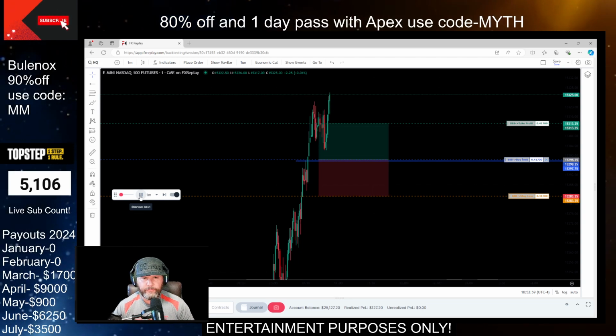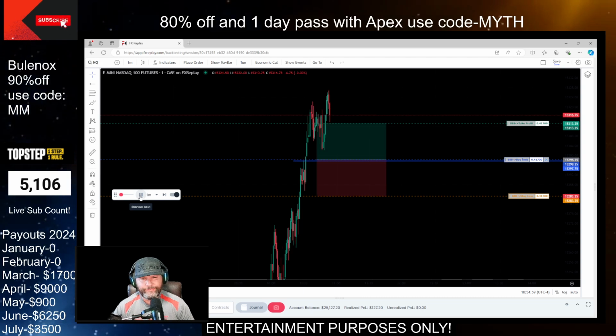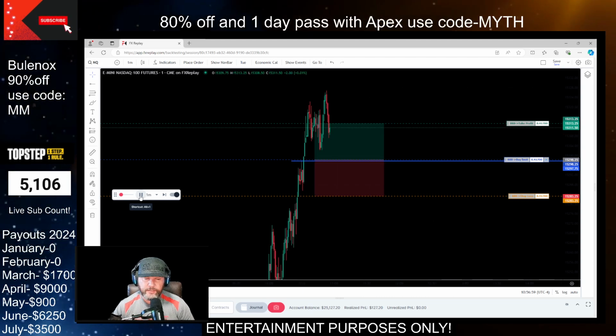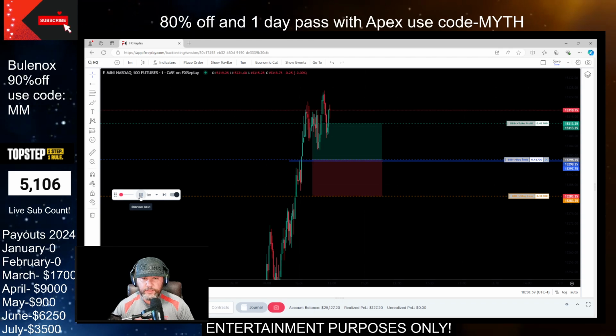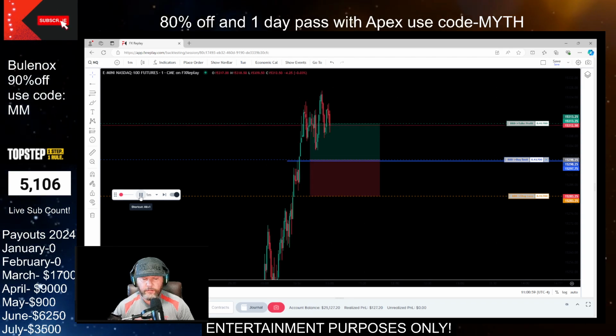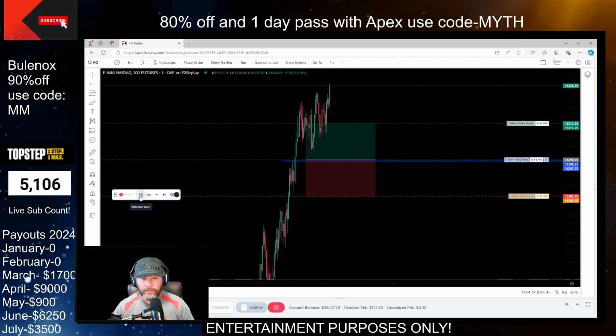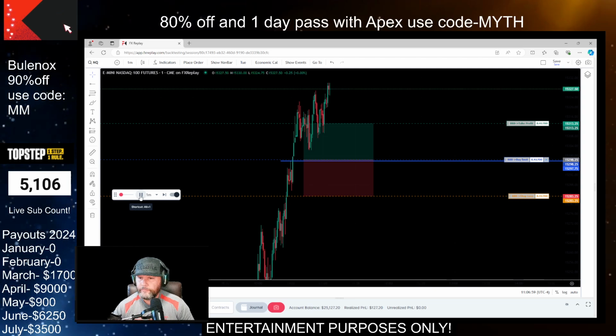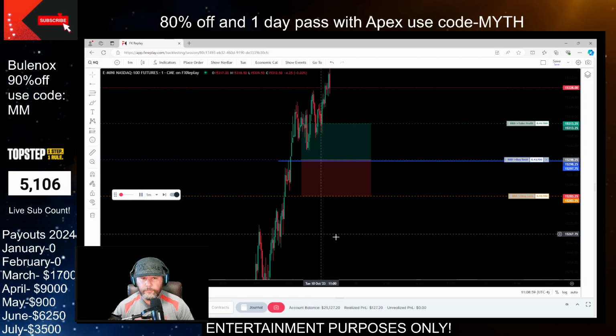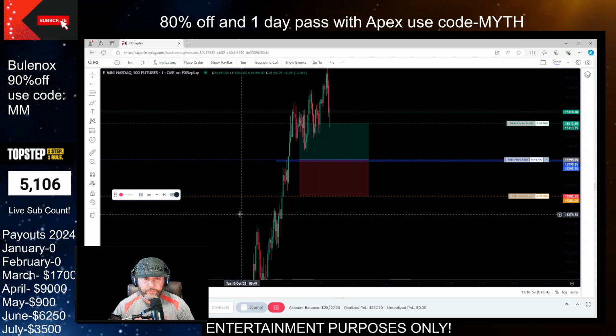Chopping around here kind of above initial balance, which I don't. Again, the longer it takes to come back like that, you want it to come back with a little bit of speed. But the longer that it takes like this, how it's just grinding higher, I don't know that I love it. But we'll leave it on and see what happens.